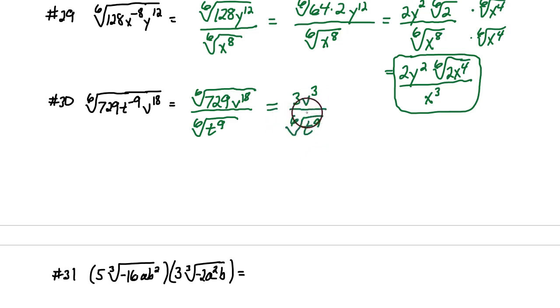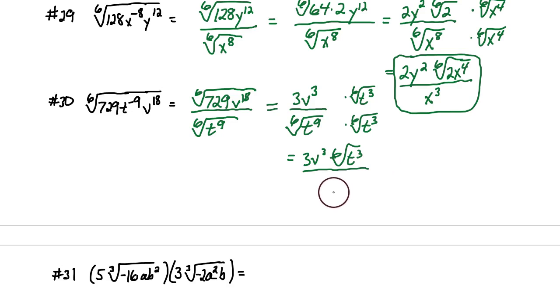How do you rationalize this? This 9 is not a multiple of this index of 6. But if this was a 12 instead of a 9, it would be a multiple. So let's multiply the top and bottom by the sixth root of t to the third. We get 3v cubed, sixth root of t to the third, all over the sixth root of t to the 12th. But the sixth root of t to the 12th is t squared.